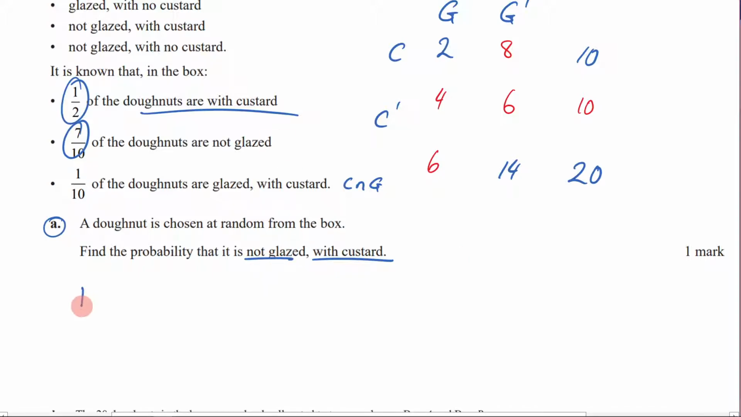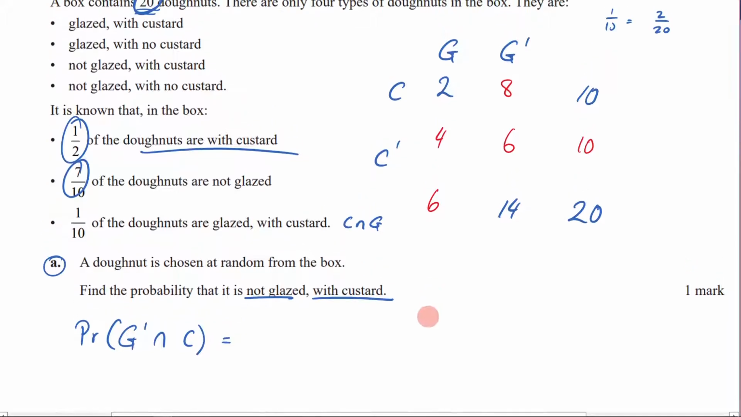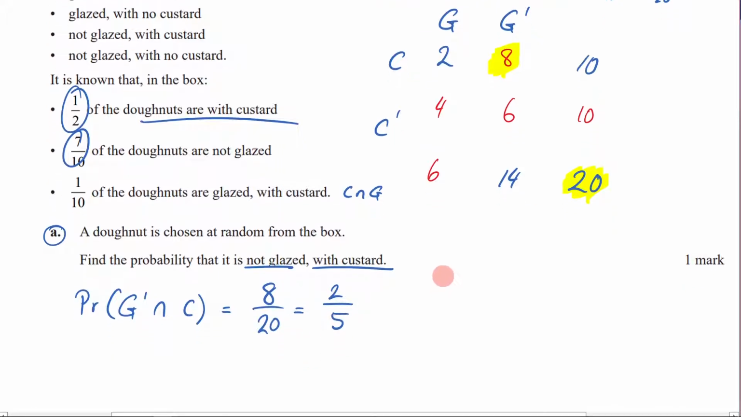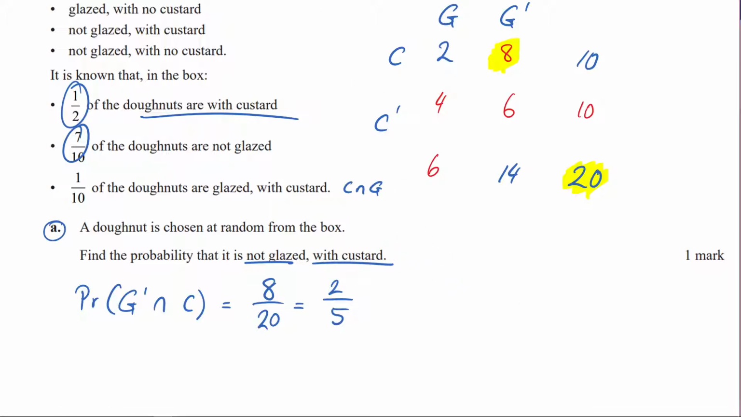Now, when it asks us to find the probability that something is not glazed with custard, what that is saying is what's the probability that it's not glazed, so G dash intersection C. So now we come up here and we're going to find, let me grab a highlighter, G dash C will be 8 on 20. We can divide both of these by 4. So 8 divided by 4 is 2, 20 divided by 4 is 5. So my answer will be 2/5. And that's how we do the first part of this question. So it will be 2/5 right there. Okay, let's pause for a second and then go on to our next part.